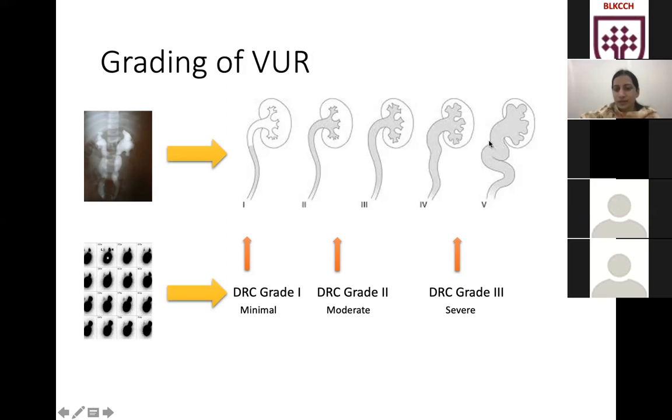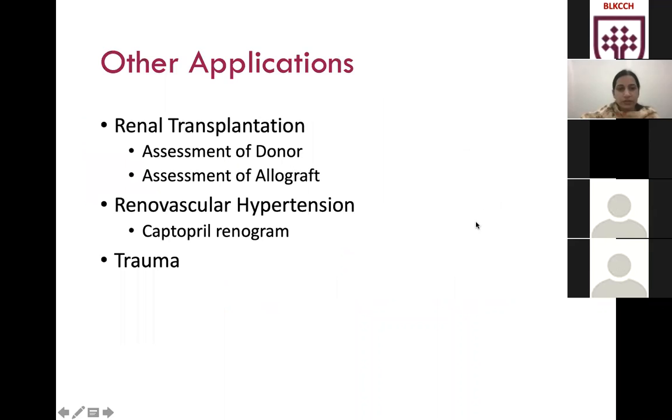So while reflux is graded from 1 to 5 depending on the dilatation of the ureters, major and minor calyces, here with DRCG, we call it minimal reflux when the reflux is only up to the ureters, moderate when it reaches the kidney but does not show dilatation, and more severe reflux. So the grading is subjective. It is not as objective as in MCUG.